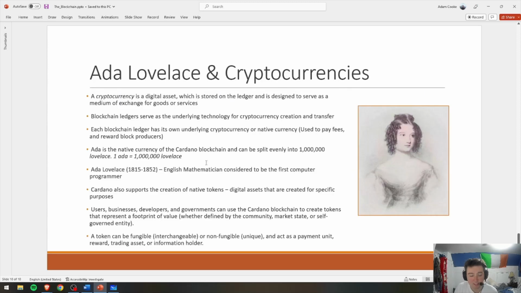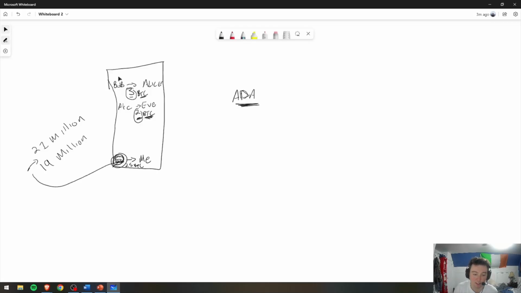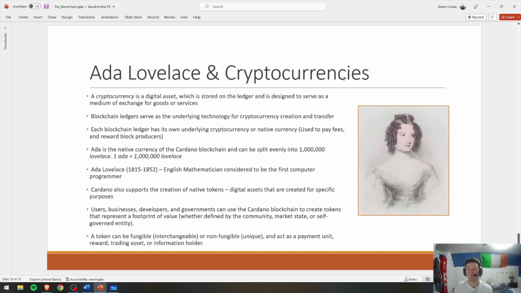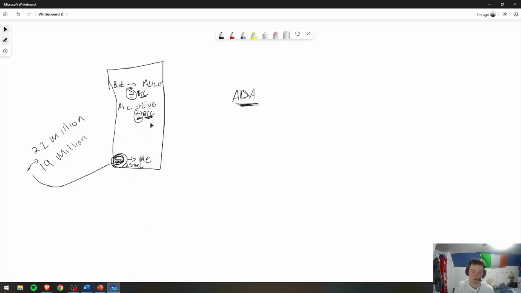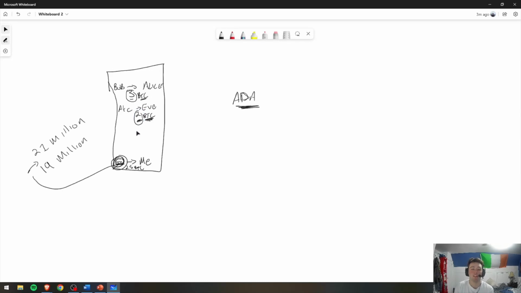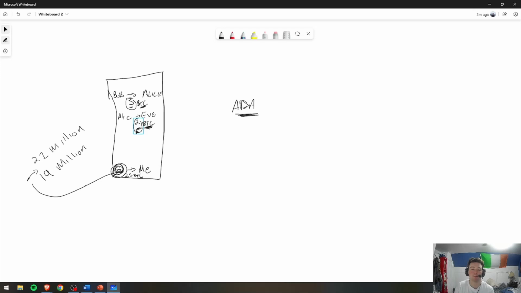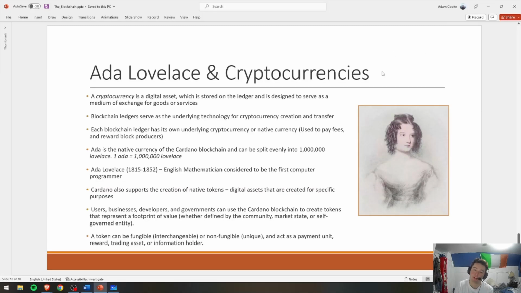Awesome. So the last slide we're going to talk about is Ada Lovelace and cryptocurrencies. Naturally, going back to the whiteboard, you have to incentivize individuals to create blocks, to use their compute power, or to run a node in the first place to mint a block. And how do you do this? You do this with cryptocurrencies. Cryptocurrency is just a native asset on the chain, like Bitcoin: the name for the asset that is being transacted upon the ledger. In Cardano, the cryptocurrency is named after Ada Lovelace, an English mathematician considered to be the first computer programmer.